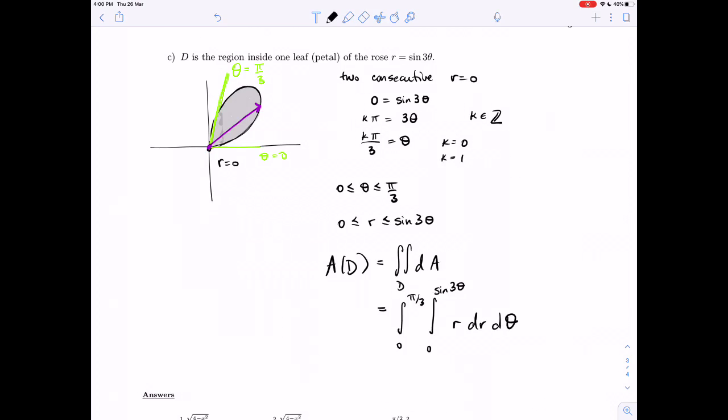And that is it. And just like the last example in B, if you wanted to evaluate this, you have to go in order, an iterated integral, the integral with respect to r first, and then the integral with respect to theta.